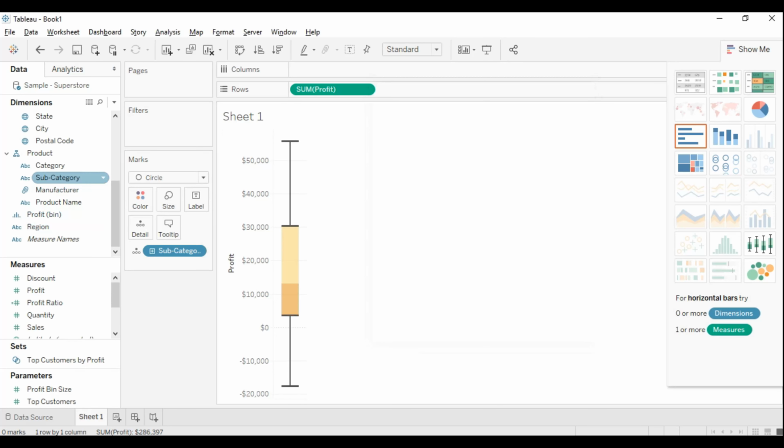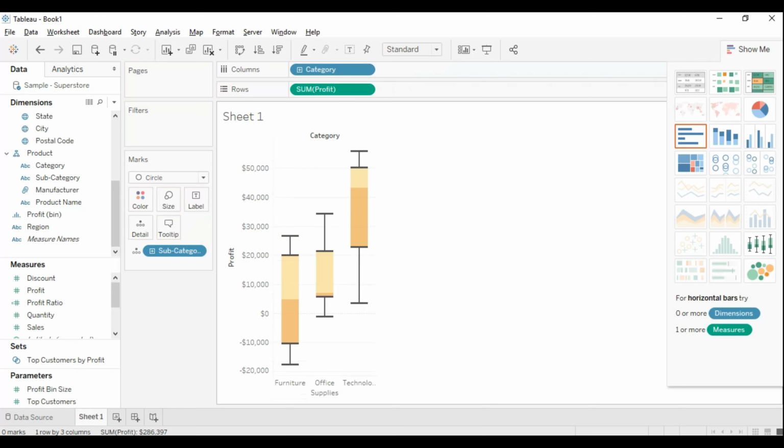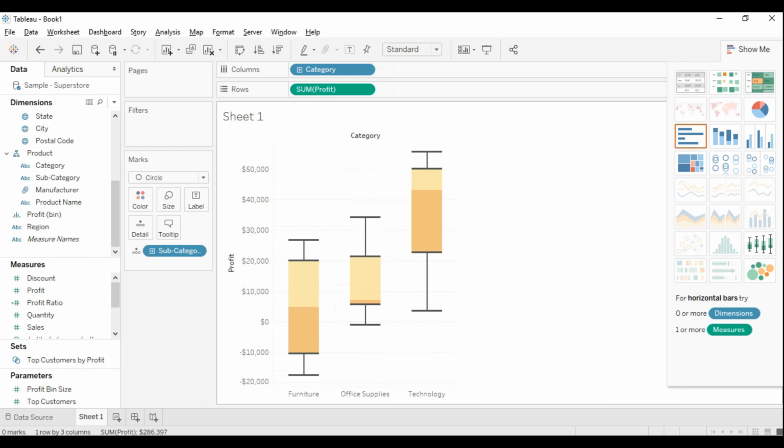Now if I take category and plot it into the column, I would get three different box plots. Look at it here. This is what the box plot values are: upper whisker, lower whisker, and the values come in. It's a cool visualization, right? So this is what the box plot is producing for us.